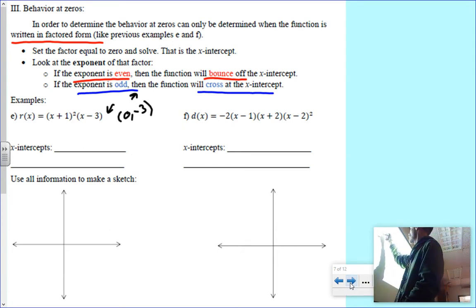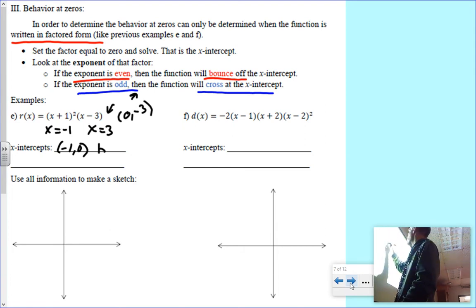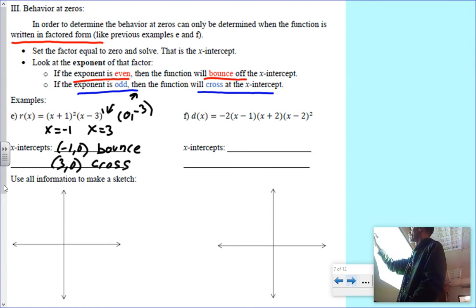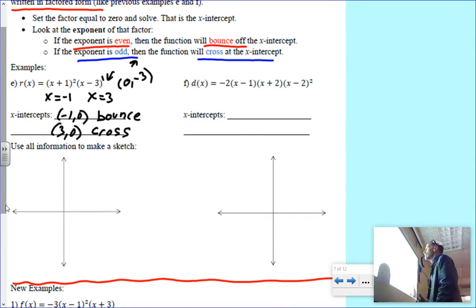So my x-intercept, you see in the first factor here, this is saying x equals -1, and the second one said x equals 3. So that means the point is at -1, 0. And notice the exponent is 2, which means it is going to bounce at that point. Remember, just the exponent, even or odd. For x equals 3, that's the point 3, 0. The exponent here is 1, so it's odd, so it's going to cross. Okay? So how do we graph this thing?